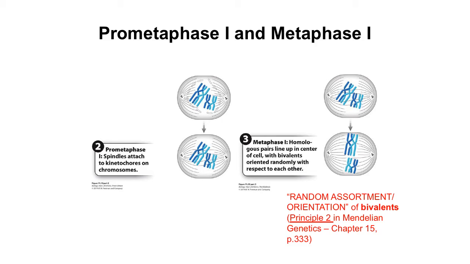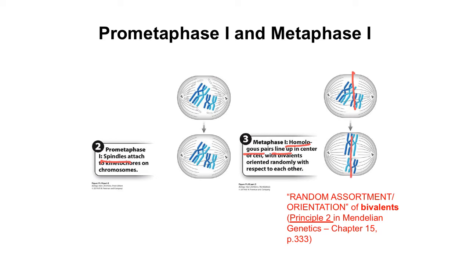So in prometaphase I, the spindles now attach to the kinetochores on the chromosomes. Remember, the kinetochores are those complexes of proteins found in centromeres, where microtubules from the spindle are attached. Once that physical connection between microtubules and centromeres in the individual chromosomes of the bivalents happens, then metaphase I ensues. And here the bivalents, or the homologous pairs, line up in the center of the cell, like so.